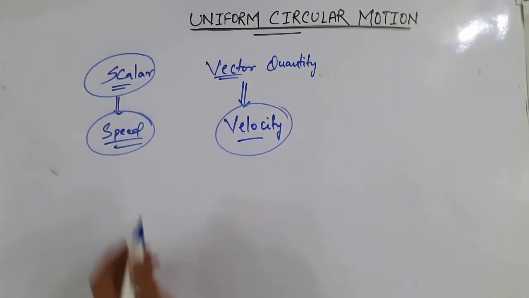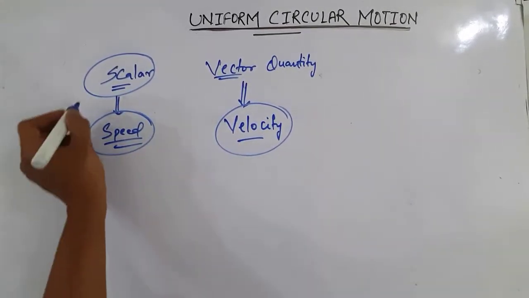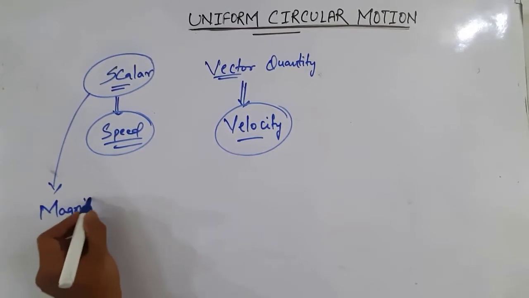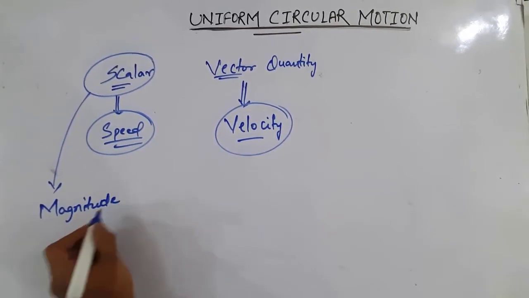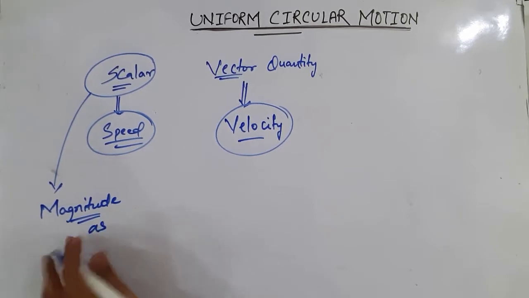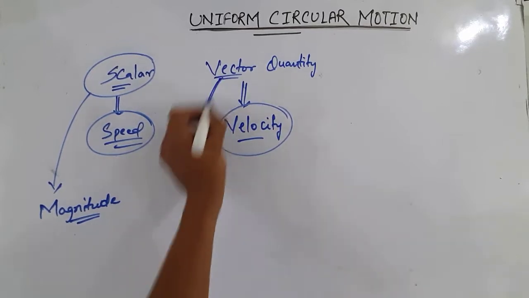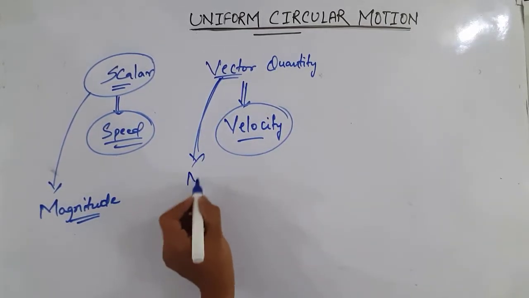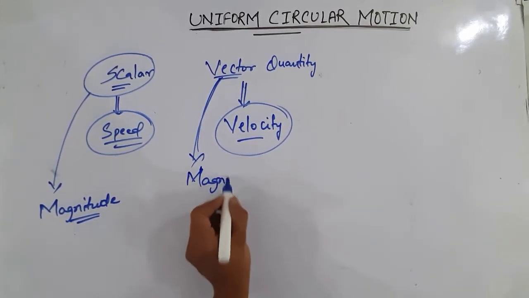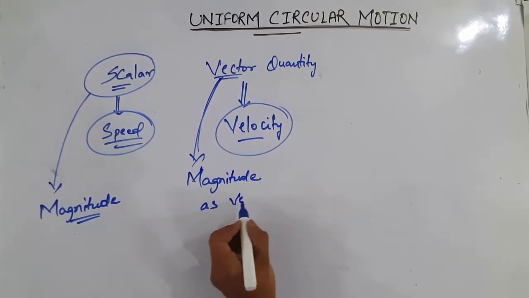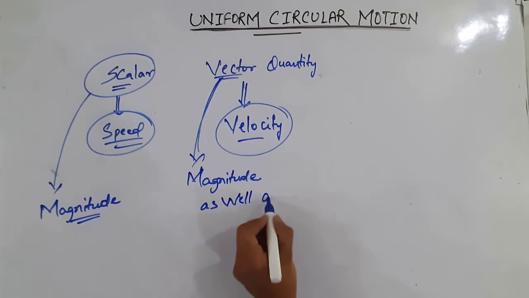So what is the difference between scalar and vector quantity? A scalar quantity tells us only about magnitude, whereas a vector quantity tells us about magnitude as well as direction.